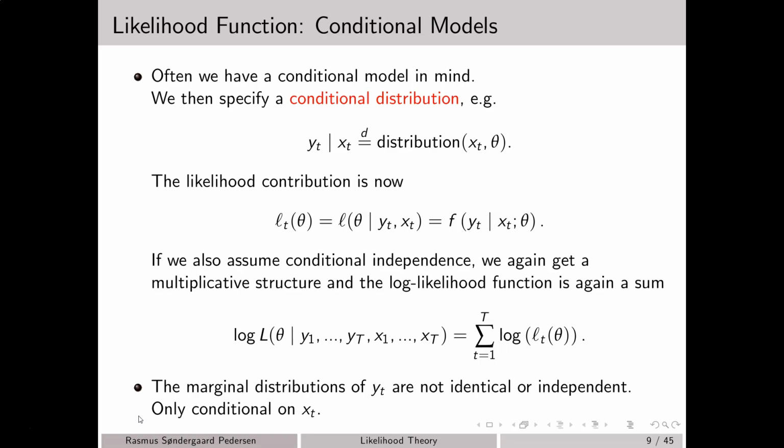So in particular, we may say that yt given xt has some distribution that by definition depends on xt and that depends on some parameters contained in theta. Here the likelihood contribution, Lt, as a function of theta, is simply the conditional density of yt given xt. If we now assume that the y variables are independent, conditional on the x variables, we can write down the log likelihood function as simply the sum of the log of the likelihood contributions.